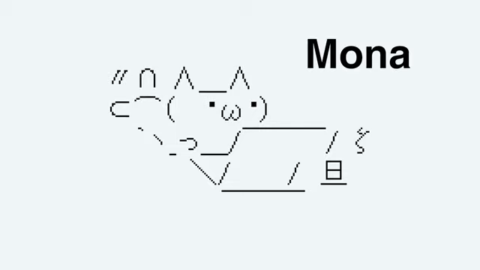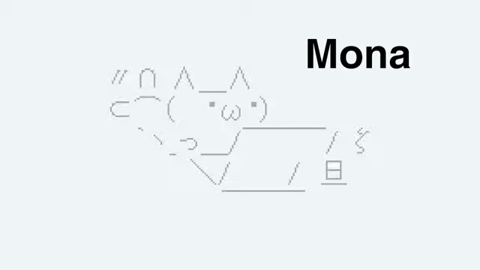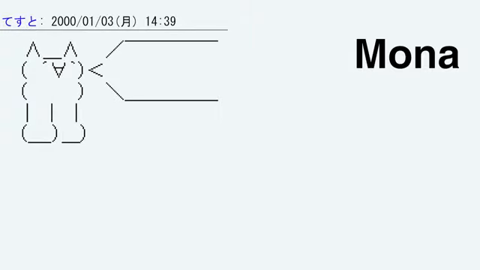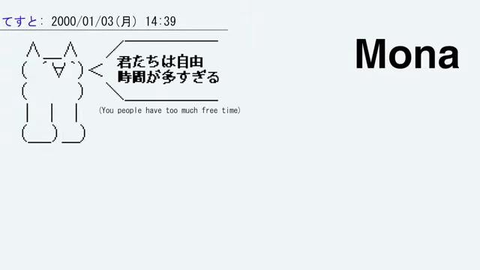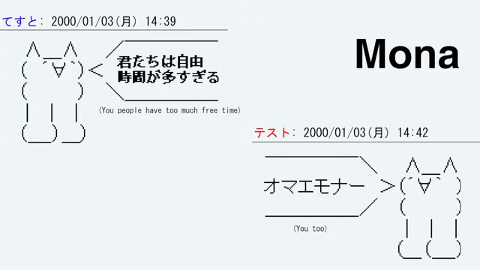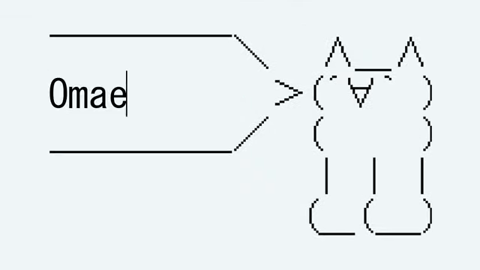You've definitely seen this cat in some way before, maybe even used him once or twice and thought nothing of it, but this cat has lore. His name is Mona. The name originated from the earliest known post of him, which had an ASCII art version of him and a message reading, "You people have too much free time," to which someone replied, "You too, because you made this whole big cat." In Japanese, you too is spelled omae mo, so the cat character took on the name Mona.